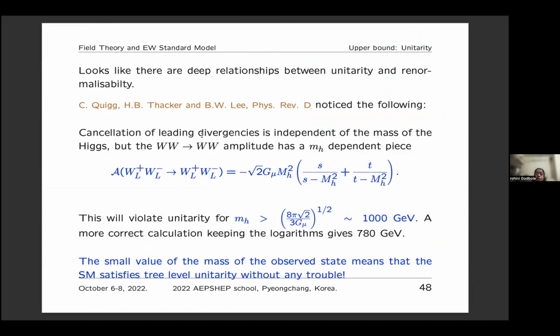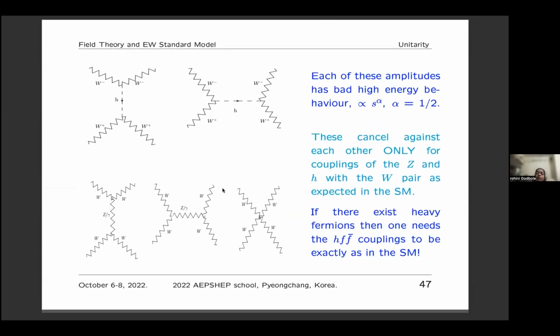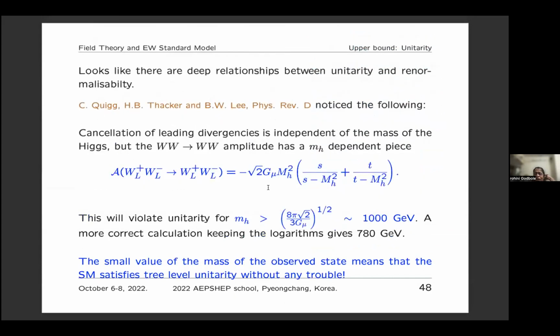So what these three authors noticed is that if you look at the WW going to WW scattering amplitude, you calculate the sum of all the amplitudes, then you find that there is a leftover m_H dependent piece. It's no longer diverging, but it depends on the Higgs mass. And now if you say that this should not rise with s, you calculate at what energy this amplitude will violate unitarity, and you find that it violates unitarity when the Higgs mass is very large, about 1000 GeV.